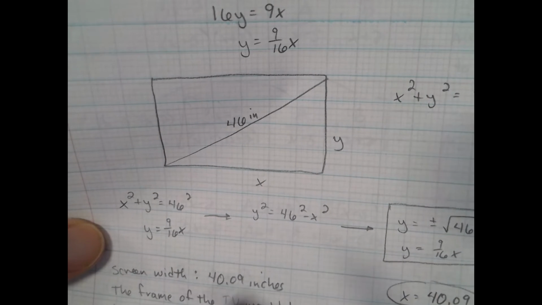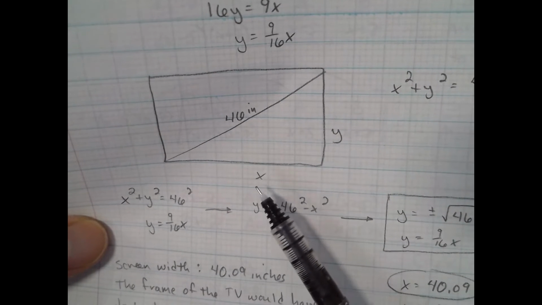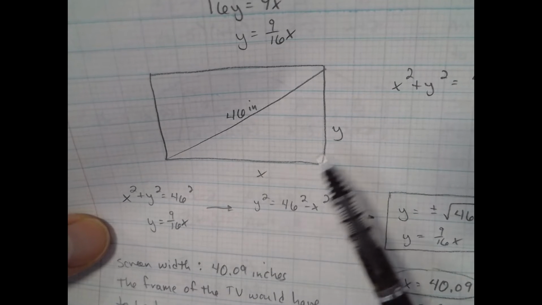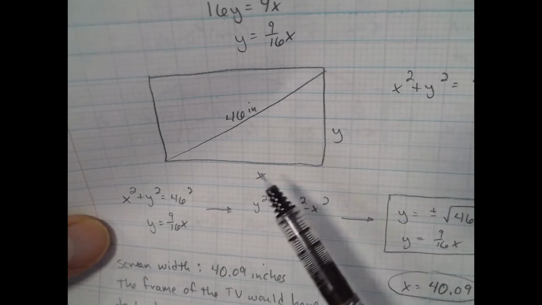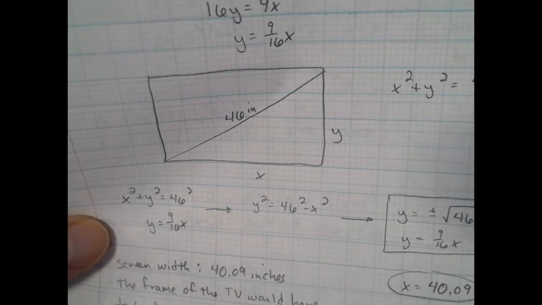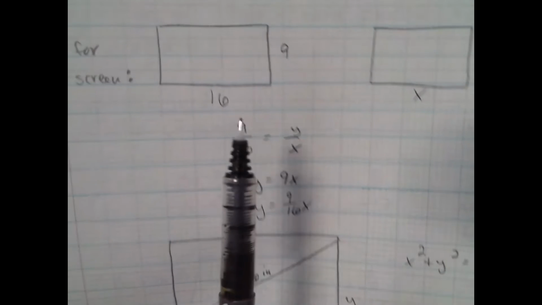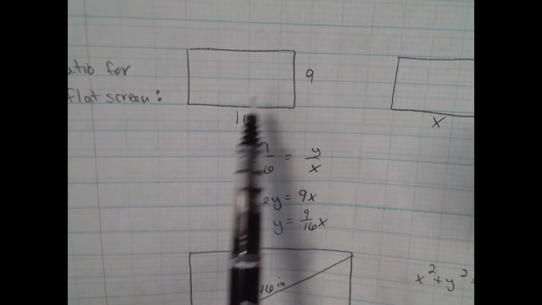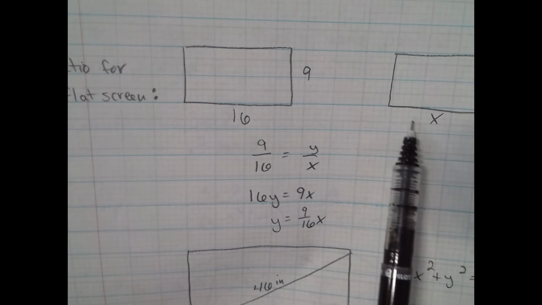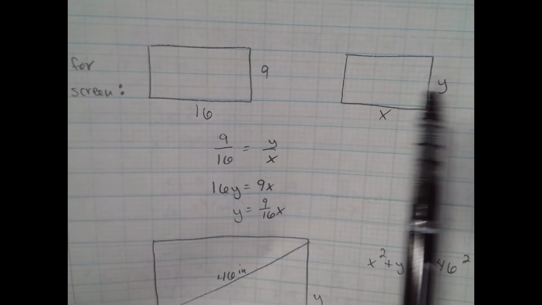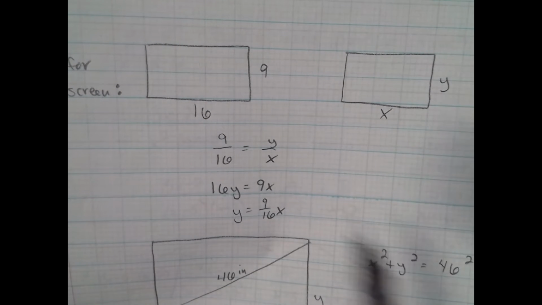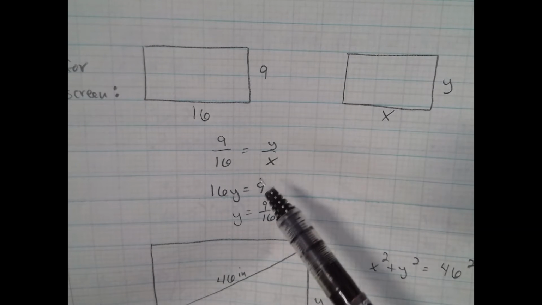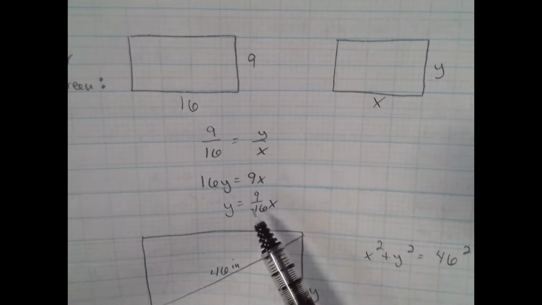Okay, so if this is 46, again, we don't know what that x is and that y is. But how are these x's and y's related? Well, x squared plus y squared is equal to 46 squared. If you think back to geometry, you could say 9 is to 16 as y is to x. You could also do 9 is to y as 16 to x, or 16 is to 9 as x is to y. All of those form a proportion, and you can solve for y.